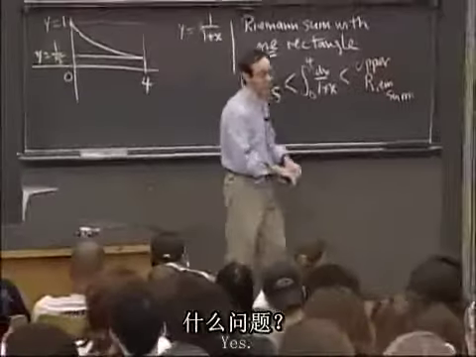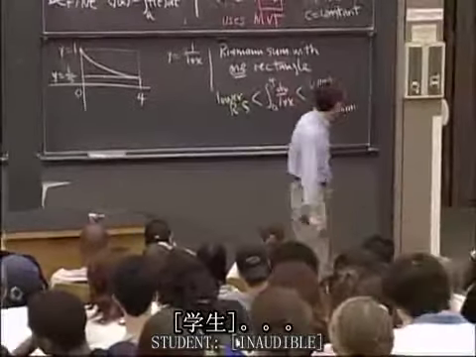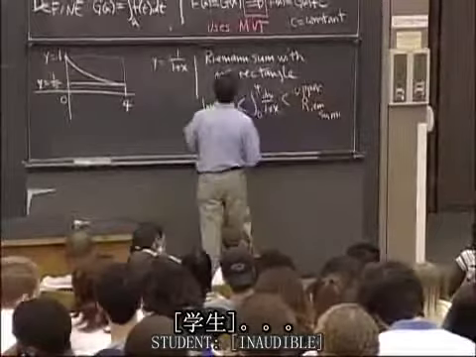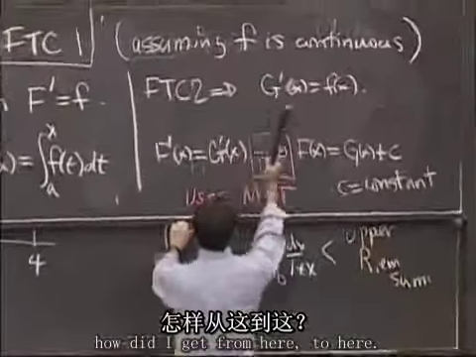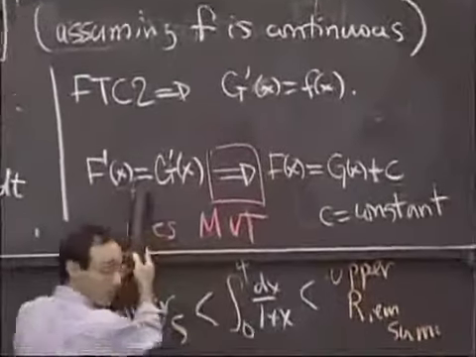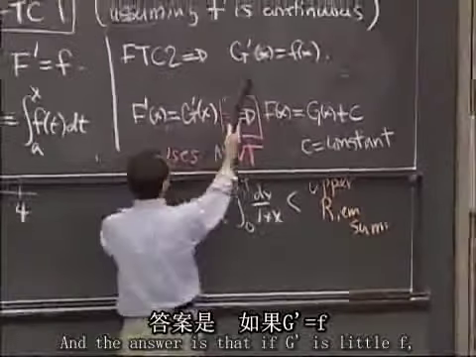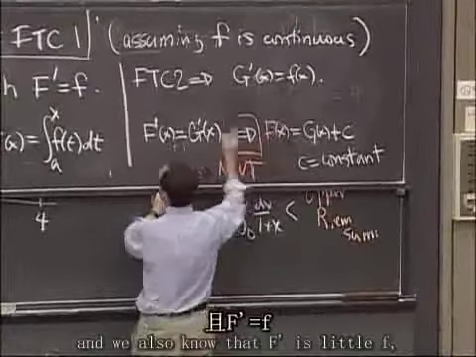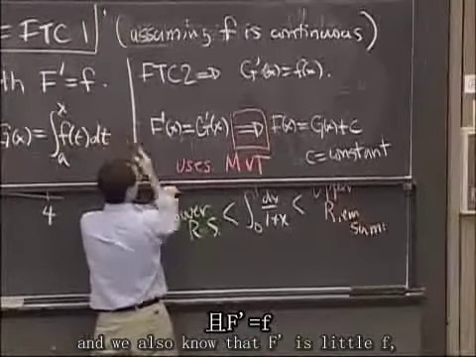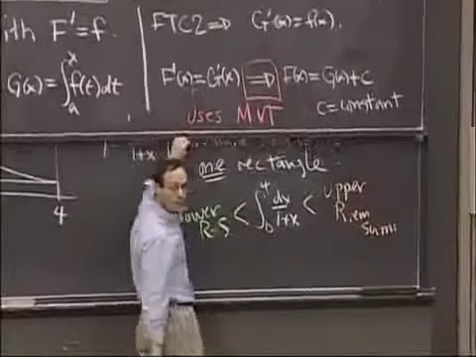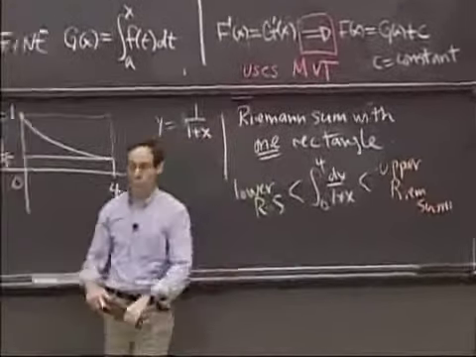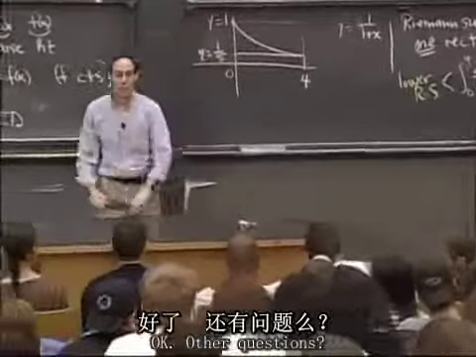Yes? From the fundamental theorem to f prime of x is g prime. The question is, how did I get from here to here? And the answer is that if g prime is little f, and we also know that f prime is little f, then f prime is g prime. Okay? Other questions?